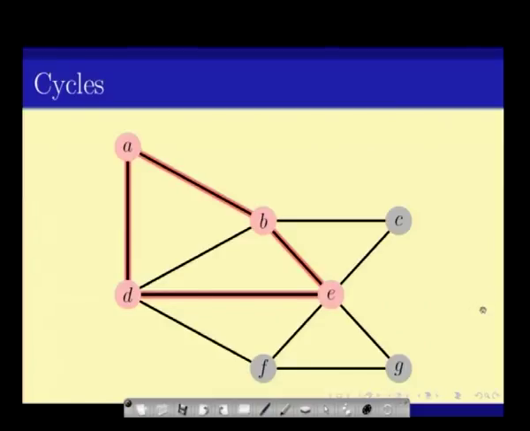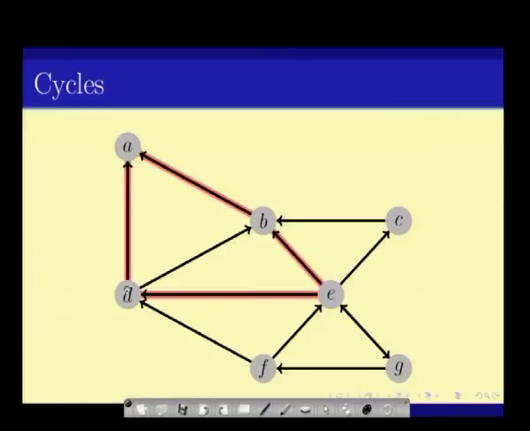In the case of directed graph, things are a bit more complicated. For example, if you put directions here, so this is not called a cycle, because if you start walking from E, you go to B, then from B you go to A, but from A you cannot go to D because AD is not an edge.